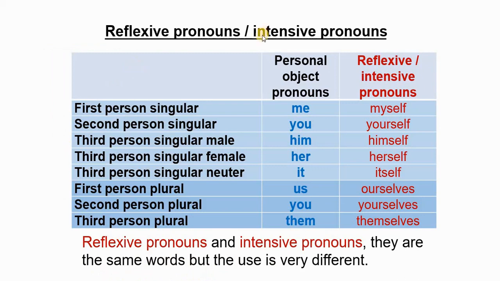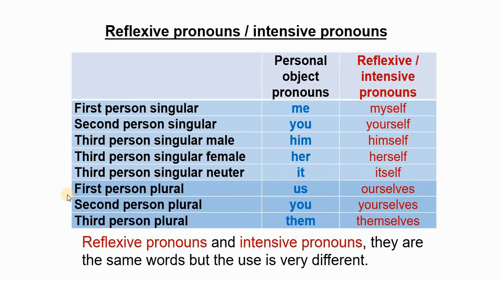So reflexive pronouns, intensive pronouns. In this column in red, this is the list of 8 reflexive pronouns and 8 intensive pronouns. So the 8 words are reflexive and intensive pronouns. It is the same words for both. So in light blue here, we have the singular. First person singular, myself. Second person singular, yourself. Third person singular, male, himself. Third person singular, female, herself. Third person singular, neuter, itself.